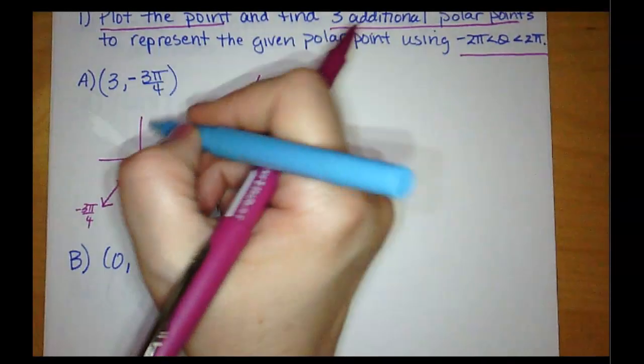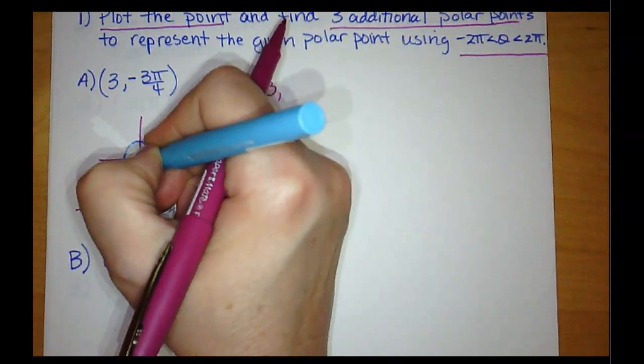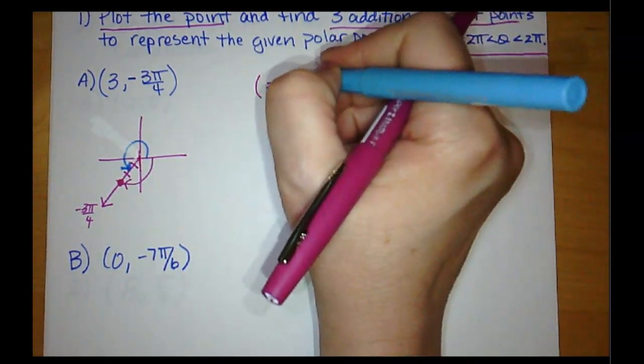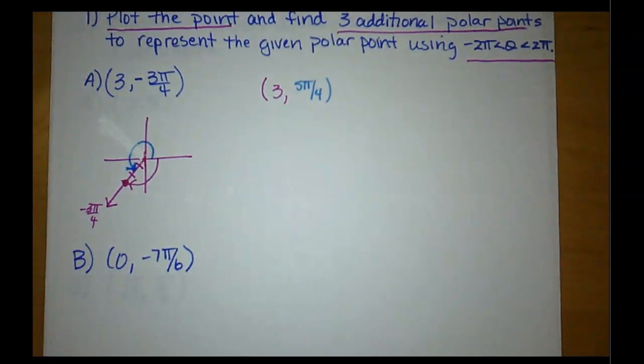So I'm going to start here and I'm going to go all the way around to here. Okay, so that's my second one. So what would that angle be if I go all the way around my circle down there? That would be 5 pi over 4. So that gives me 1 additional point.